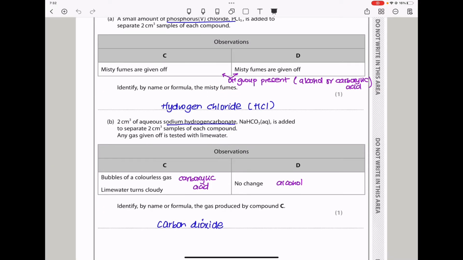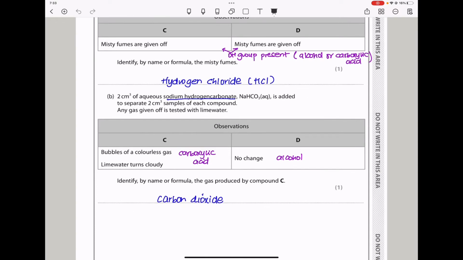In part B, 2 cm³ of aqueous sodium hydrogen carbonate is added to separate 2 cm³ samples of each compound. Any gas given off is tested with lime water. For compound C, bubbles of a colorless gas, and the lime water turns cloudy. Turning cloudy shows that this colorless gas is carbon dioxide, and that could have come from a carboxylic acid when you use sodium hydrogen carbonate. And because there is no change in D, yet we confirm that D also had an OH group. This means the OH group here is an alcohol.